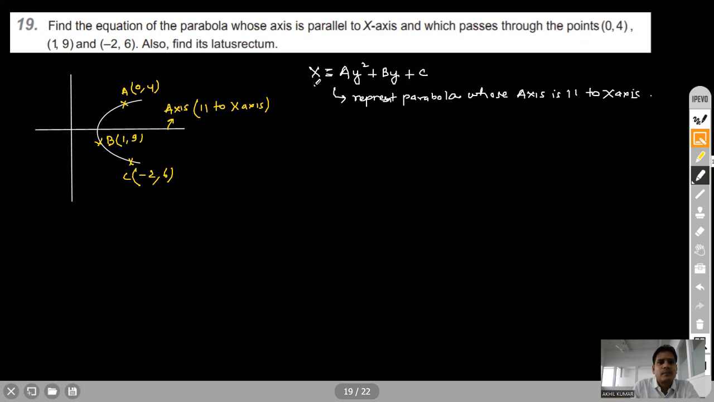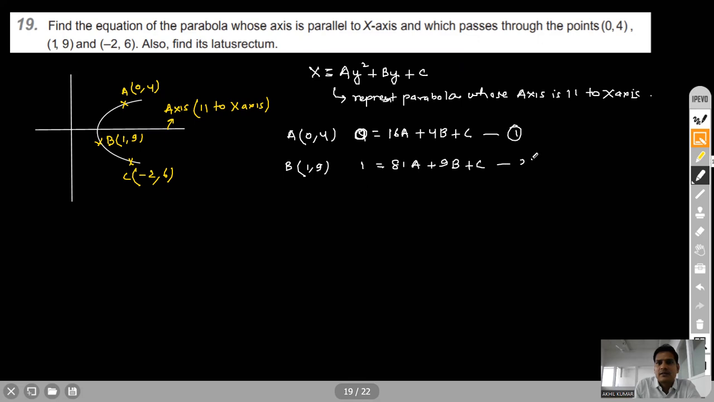Now, since the parabola is passing through these three points, it means they will satisfy the equation of the parabola. For point A, which is 0, 4: x is 0, so 0 is equal to 16a plus 4b plus c. This is our first equation. Now put point B: x is 1, y is 9, so 81a plus 9b plus c is equal to 1. This will be our second equation. For point C, minus 2, 6: minus 2 is equal to 36a plus 6b plus c.